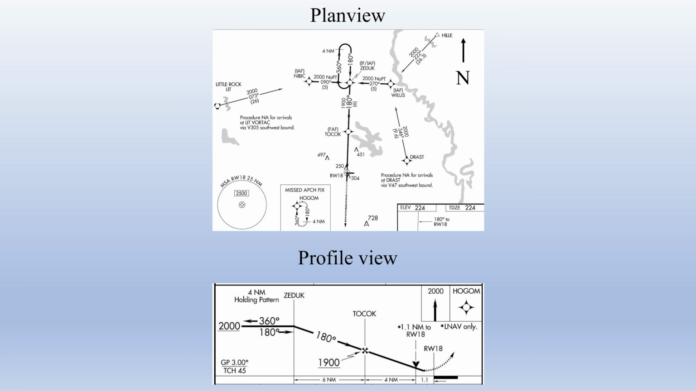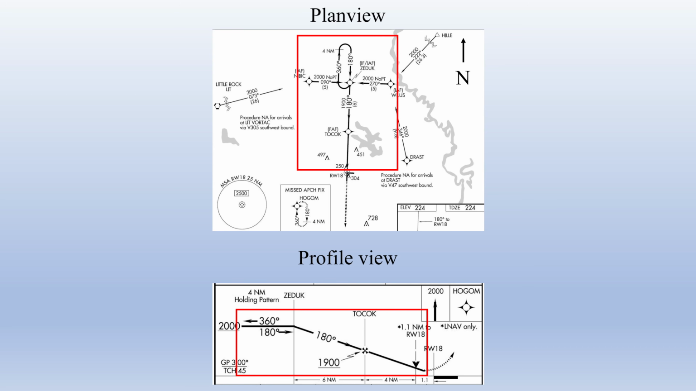Located under this view is the profile view, which is a view of the last few segments of the approach viewed from the side. This view is helpful for showing the vertical path of the final few segments of the approach. Like with standard terminal arrivals and standard instrument departures, the chart depicts the main body of the approach with thick black course lines on both the plan view and the profile view.